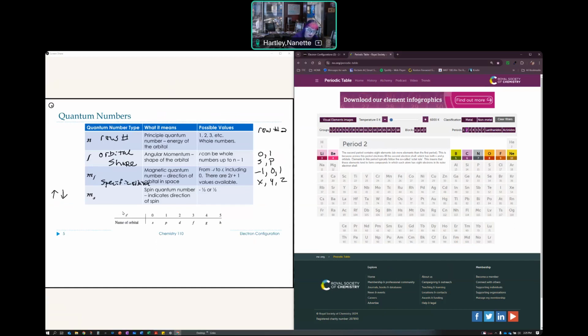So it indicates which one of the 2 it can be. For reasons that we'll get to, any particular orbital can only have 2 occupants. And this tells me which one it is. Of the 2, which one? It's either the up or the down. Okay? So it's negative 1/2 or positive 1/2. And we give them half values because they're spins.